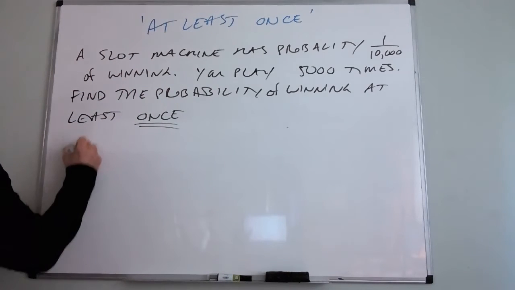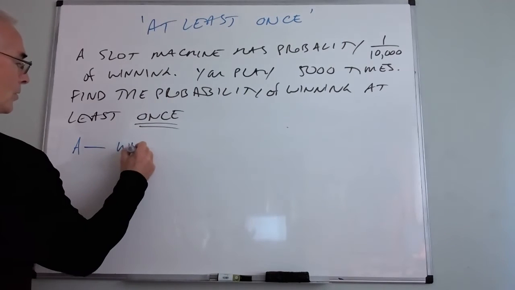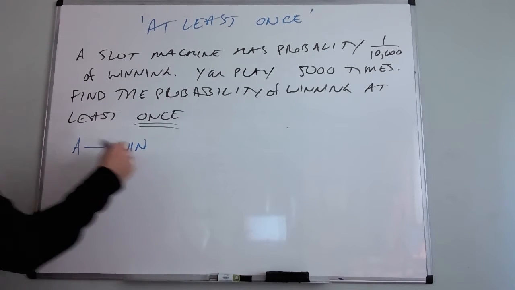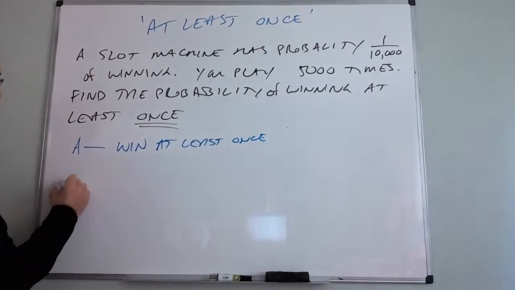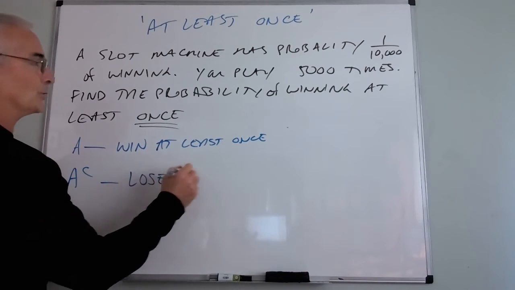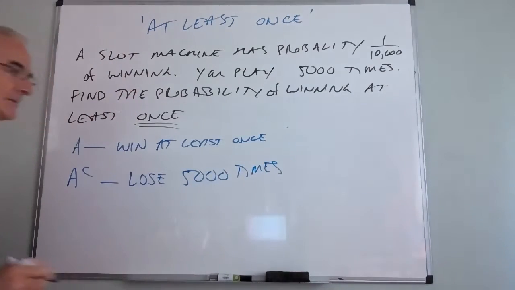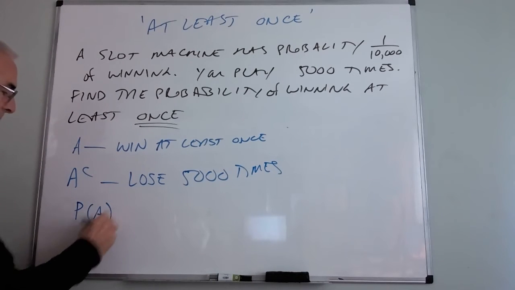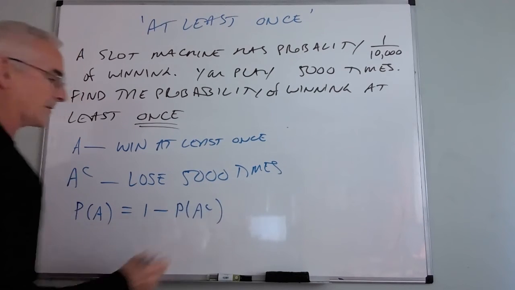So let's say that the event A is I win at least once. Then what would the complement be? Winning none of the times. Never winning. Lose 5,000 times, but that's going to be a bad day. Okay. My question to you was, what is the probability of winning at least once? And I'm saying it's going to be 1 minus the probability of losing every time.